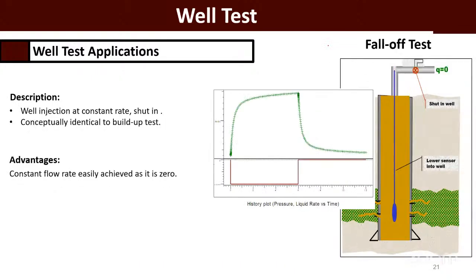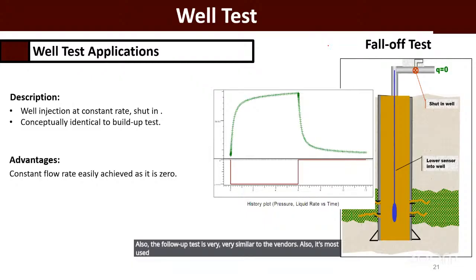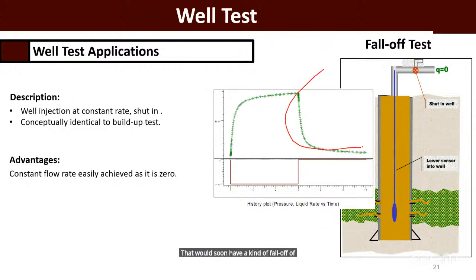Also, the fall-off test is very similar to the build-up test, and it's used more than the injection test. In this case, we are injecting water into the well at constant rates and then we shut in the well. So we'll have a fall-off of the pressure like in here. A constant flow rate is achieved easily because the rate of injection is zero.